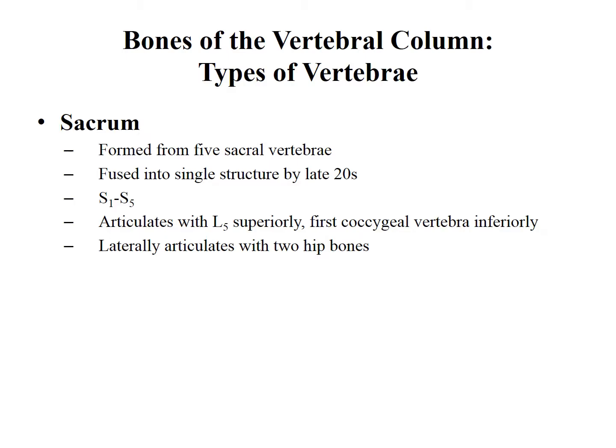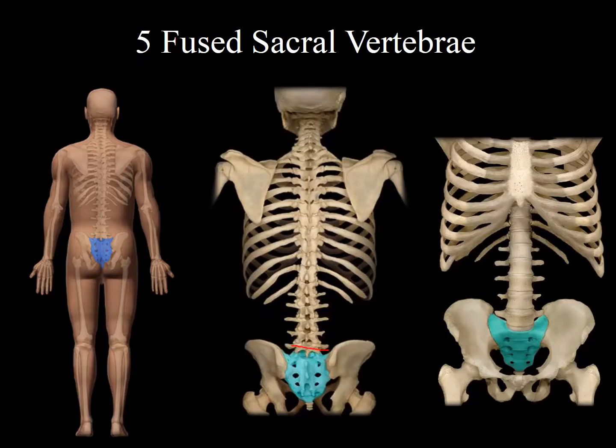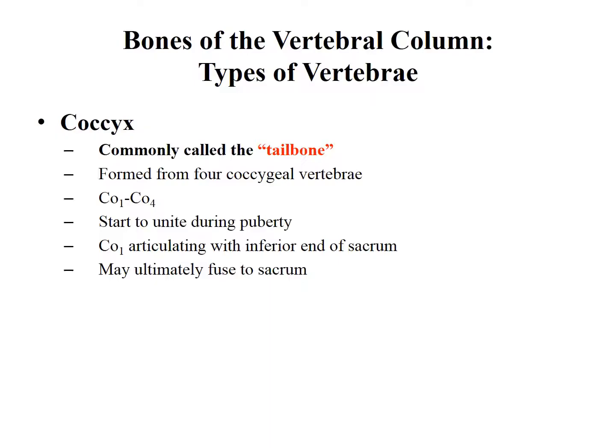So this is the sacrum, and we can see that it's fused together. It looks like it's one complete unit. The sacrum also will articulate with the pelvic bones on either side to form the sacroiliac joint. We'll look at that on the appendicular skeleton PowerPoints, but I just wanted to give you a little preview there.